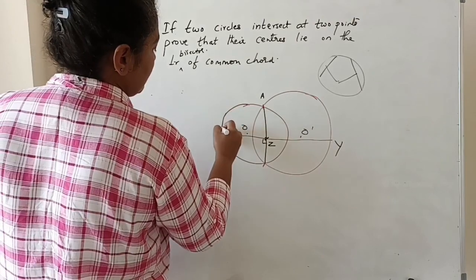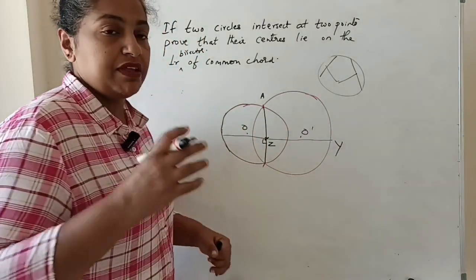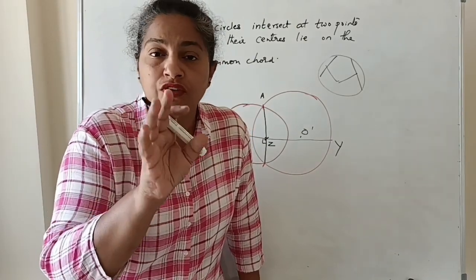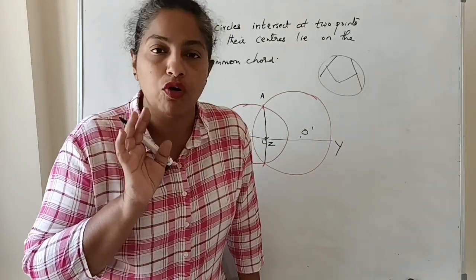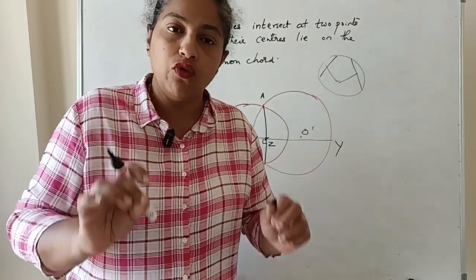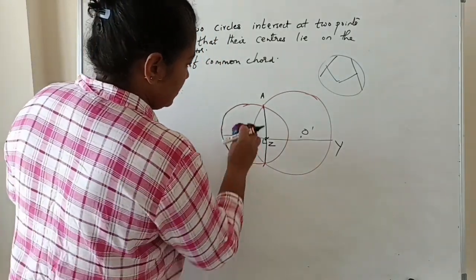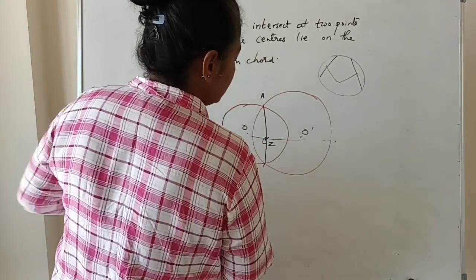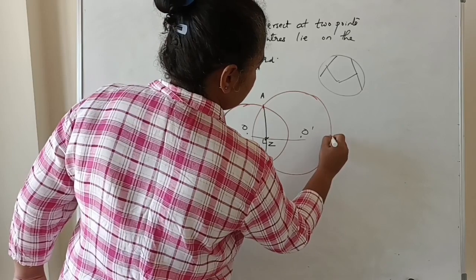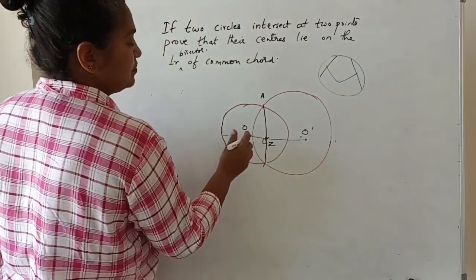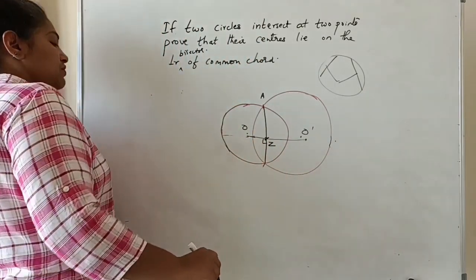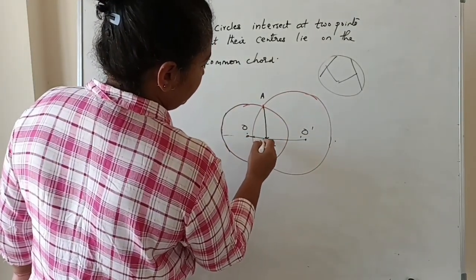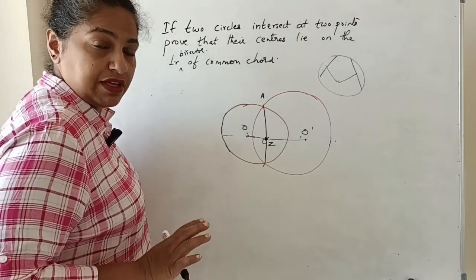So here we move on to the second proof. What we are going to prove is that OO dash, which is the line joining the centers, is perpendicular to the common chord. Okay, so let us see how we can do it. So this is the line joining the common chord, and this is the diagram that we are getting.